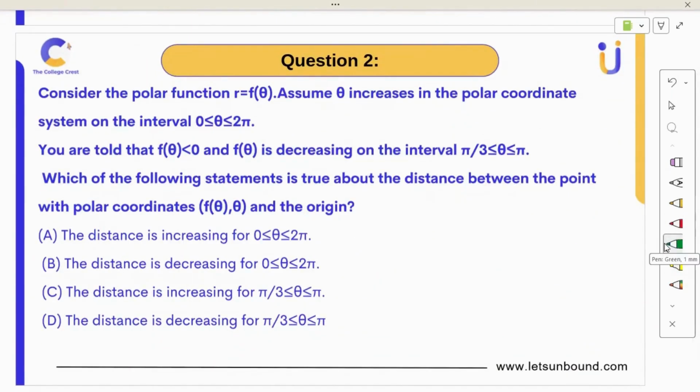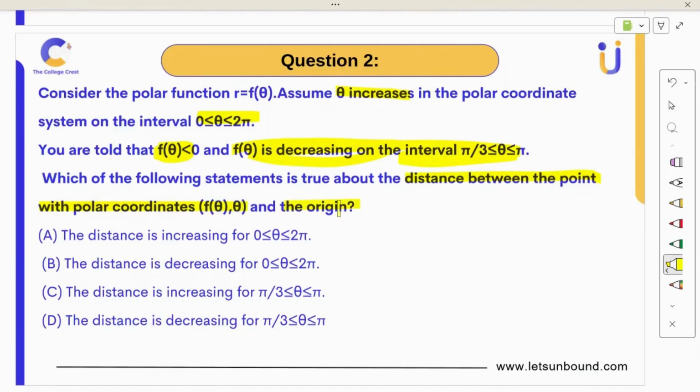Right? And with this, we are moving to question number 2. Consider a polar function r equal to f of theta. Assume theta increases in the polar coordinate system on the interval. So we have to assume theta increases in this interval. You're told that f of theta is less than 0 and f of theta is decreasing on the interval. So f of theta is negative. Also, it's decreasing on the interval. Now, which of the following statements is true about the distance between the point with polar coordinates f of theta and theta and the origin?